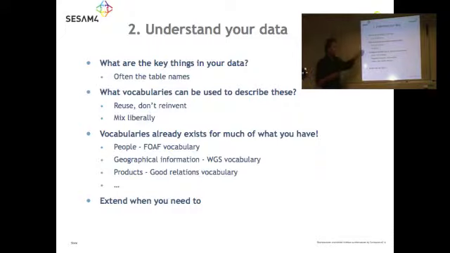And there are really a lot of vocabularies for reuse that people will understand. There are vocabularies for talking about relations between people, as we showed earlier. There are vocabularies for describing geographical information, and there are vocabularies for describing products and prices and so forth. And you really should consider reusing them, and then extend them when you need to, because of course your data is special as well.